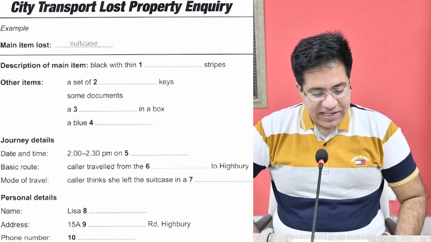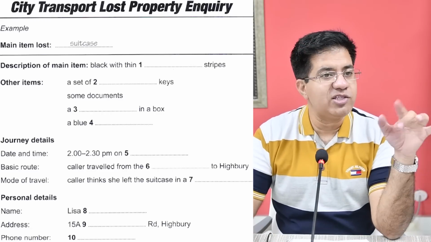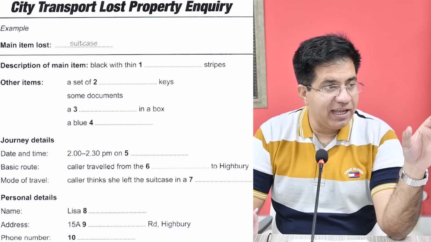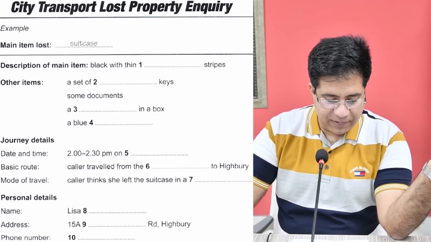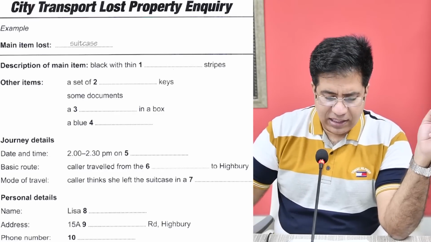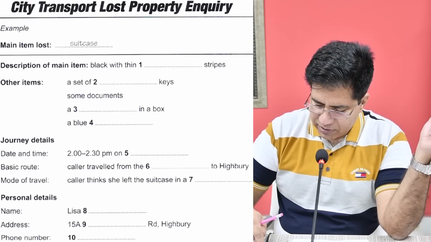Personal details. Name. Lisa is given, last name is missing. So if last name is unusual, they will spell it for you. If the name is normal, for example, Lisa Julie or any other name, then they will not spell it. But they usually spell the names.